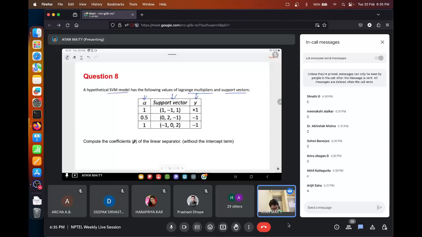So you have to find the coefficient of the SVM linear separator, which is represented by beta, given these support vector points, the corresponding alpha values, and also the y values for the support vector points. You have to find the coefficient beta in SVM without the intercept term, only beta 1, beta 2 and so on, not the beta 0 coefficient. For that, the computation is different.